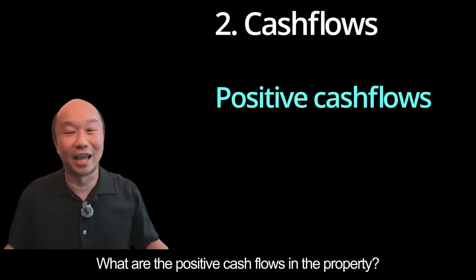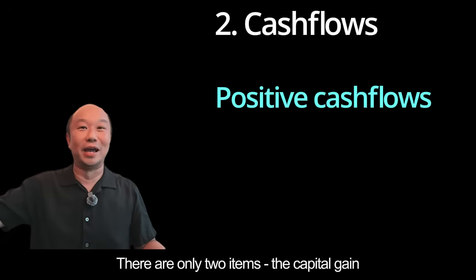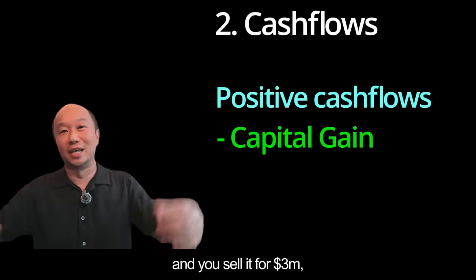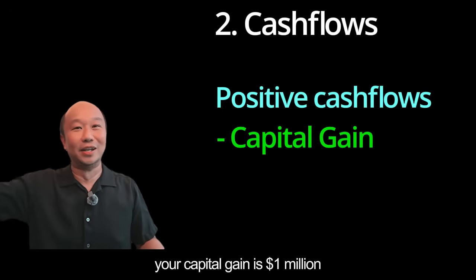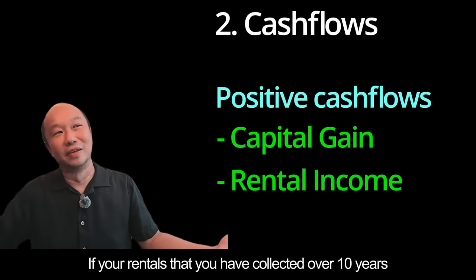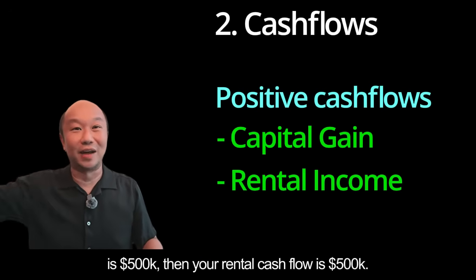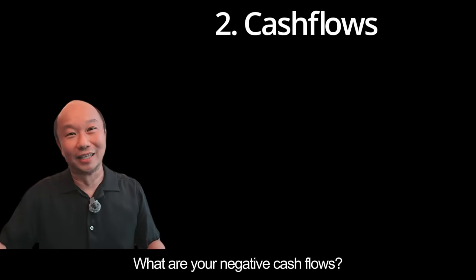What are the positive cash flows in a property? There are only 2 items. The capital gain. If you bought your property for $2 million and you sell it for $3 million, your capital gain is $1 million. If the rentals that you have collected over 10 years is $500,000, then your rental cash flow is $500,000.